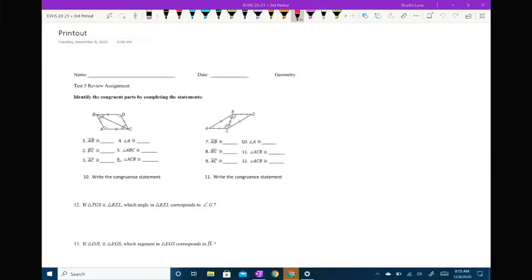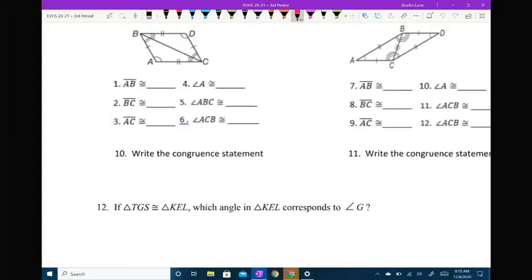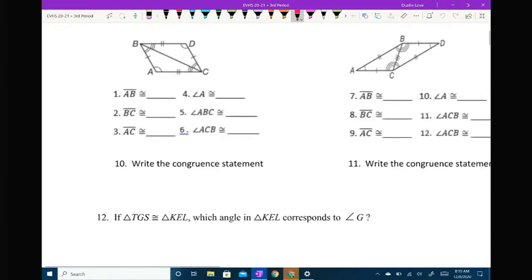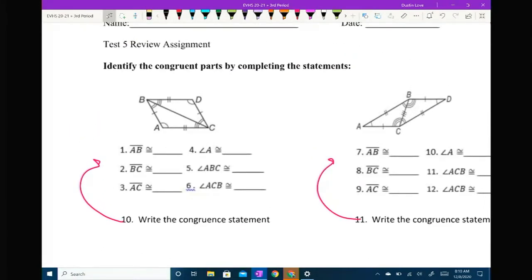The first thing I want you to notice is don't worry too much about the numbering here. It goes 4, 5, 6, 10, and then over here 7, 8, 9, 10. Let's just roll with it. 10 goes with all of these, and 11 goes with all of these. So we're going to start off by just listing off the congruent parts.